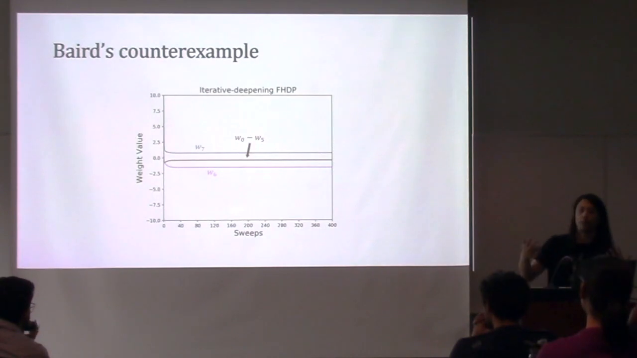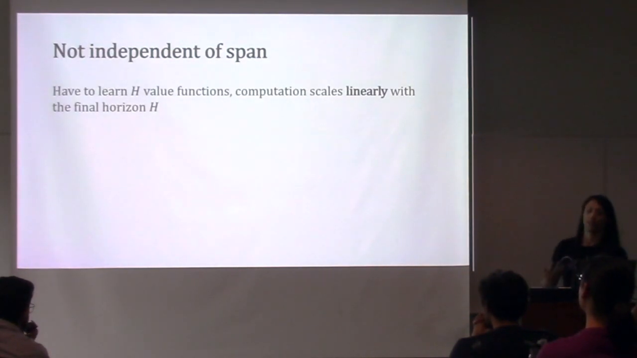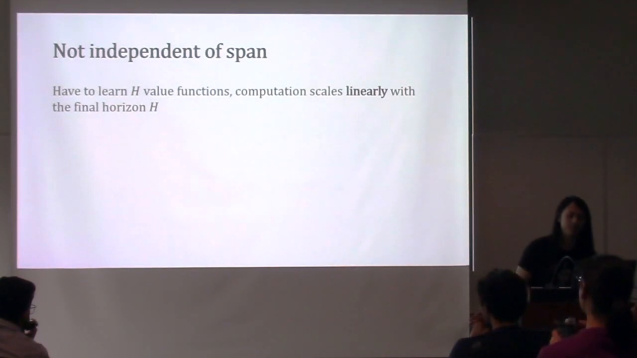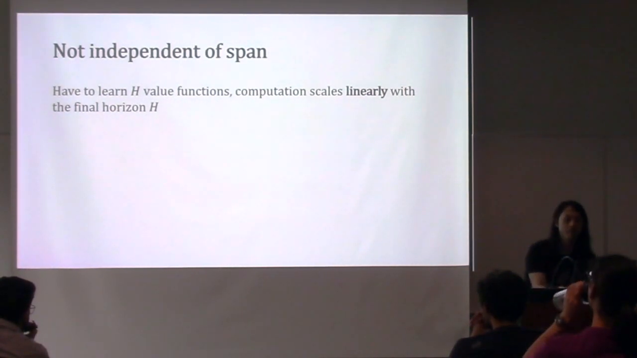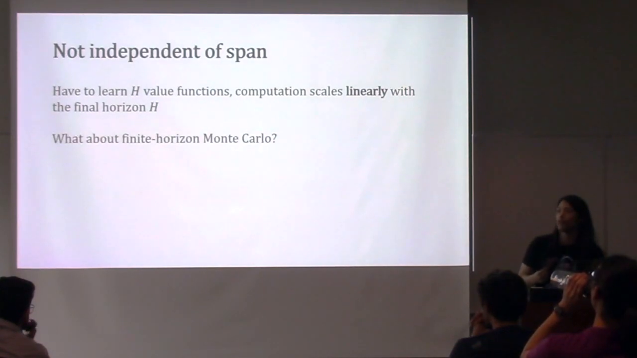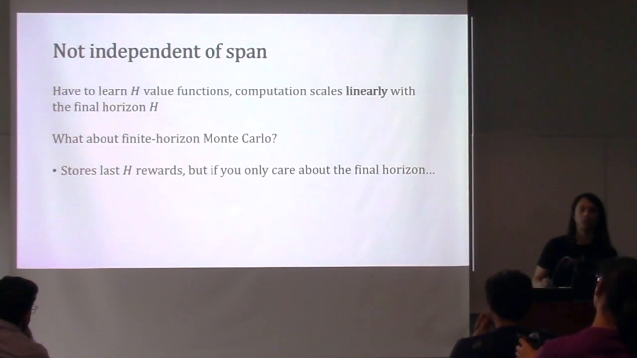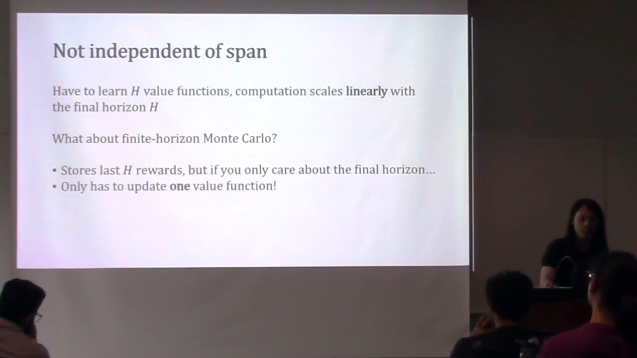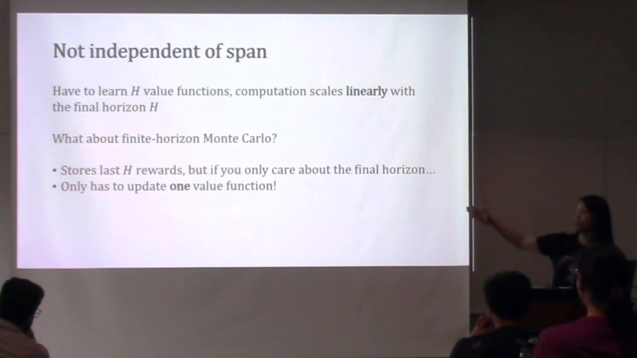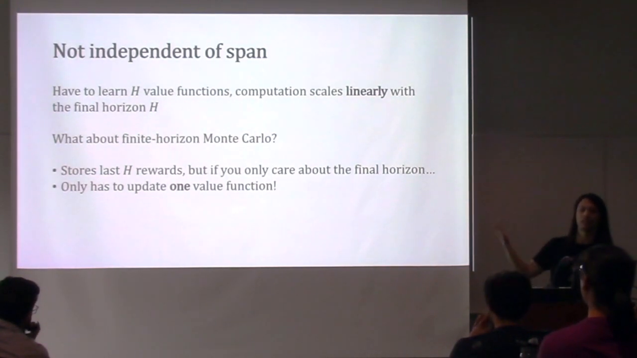So something that I've been ignoring, there's this elephant in the room, that this is not independent of span. You have to learn H value functions. And the computation scales linearly with the final horizon H. But what about if you were to do Finite-Horizon Monte Carlo? So this would have to store and sum the last H rewards. But if you only care about the final horizon and you don't care about everything that leads to it, you only have to update one value function because you have all the information you need to update the horizon of H.